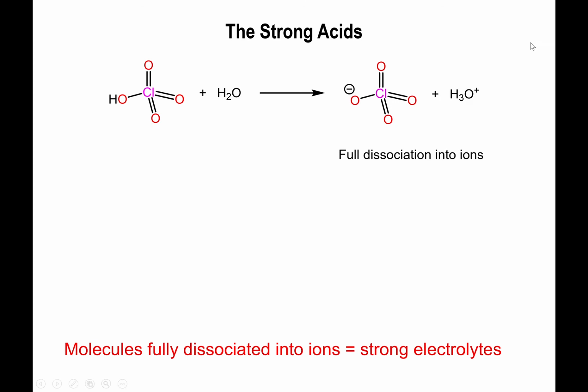And because of that, and the fact that they're now forming charged species, the charged species, which technically can be used to conduct electricity, are known as electrolytes. So these are strong electrolyte solutions because everything is dissolving fully into ions.